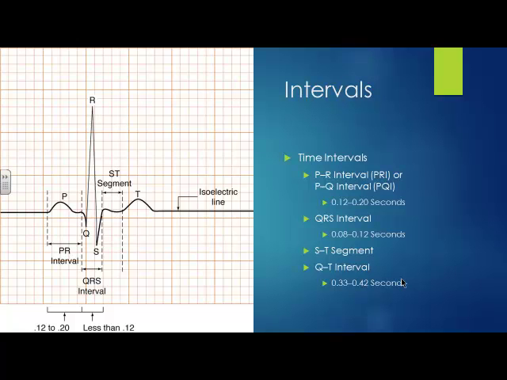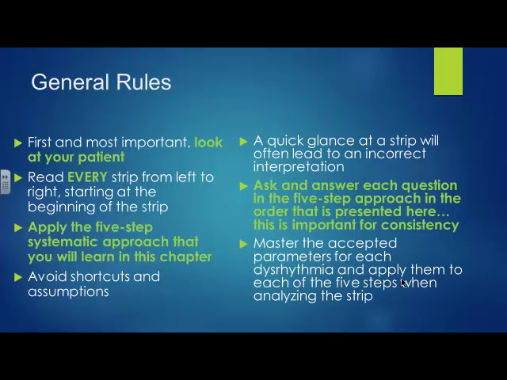Your PR interval, the greatest it should be is 0.20, right? QRS 0.08 to 0.12. You start getting greater than 0.12, then we're going to call this a wide complex. Then of course your ST segment. What's important about your ST segment? Where's an area that you should be trying to identify? The J point, and see where it's sitting in relation to the baseline, your isoelectric line. And then you've got your QT interval, your QT. What implication does a QT interval have?